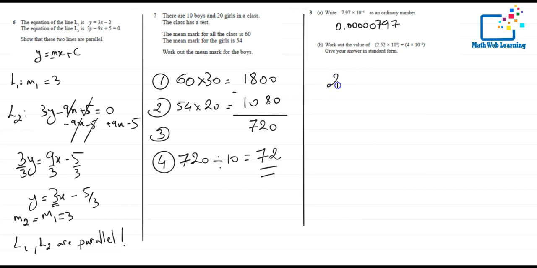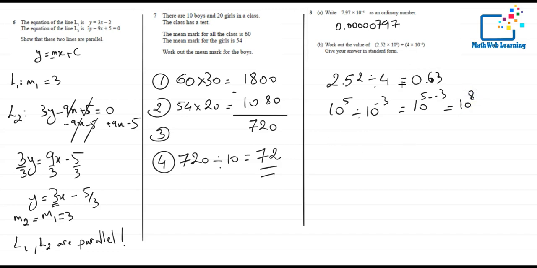First thing, calculate the numbers first. So do 2.52 divided by 4. Do that calculation first. The answer is 0.63. I'm not going to go through how to get the answer, but you should be able to do it. The second part is you divide the powers. That's 10 power 5 divided by 10 power minus 3. So that is 10 power 5 minus 3, because you minus when you divide, and minus will turn to a plus. So the answer is 10 power 8.